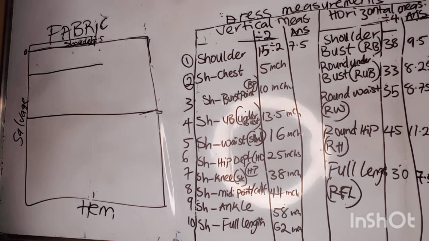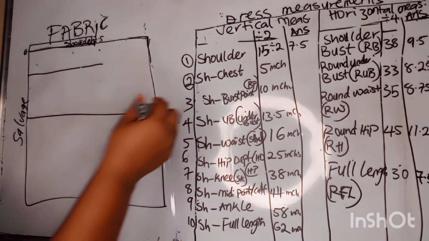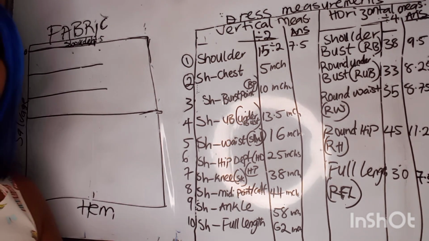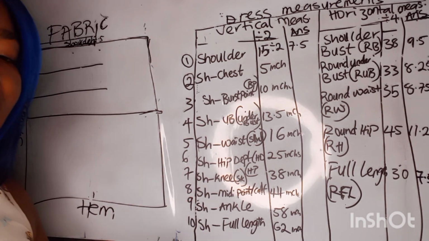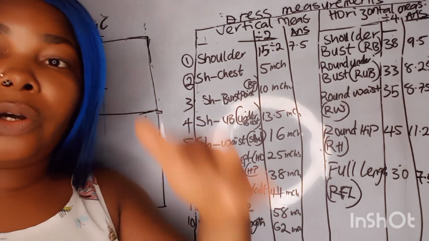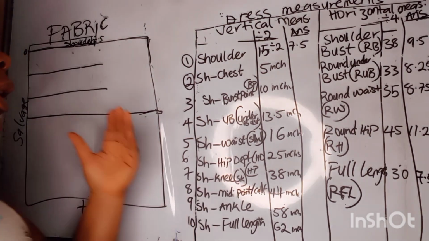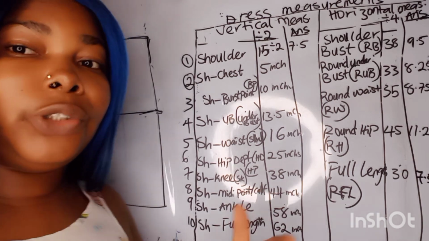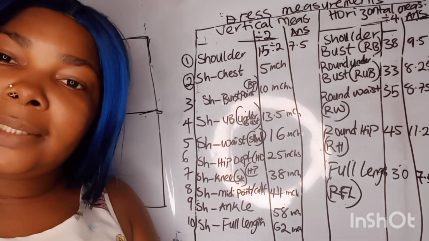So let's mark our vertical line. The first vertical line is shoulder to the shoulder measurement. The second vertical line is shoulder to chest. The third vertical line is shoulder to bust point. In most cases, we have gone through the formula over and over again, and we discover that most times the distance between your bust point and your shoulder point is always 2 inches away from each other. The chest line is higher than the bust line by just 2 inches, in most cases 2.5, depending on how busty or how petite the person is.